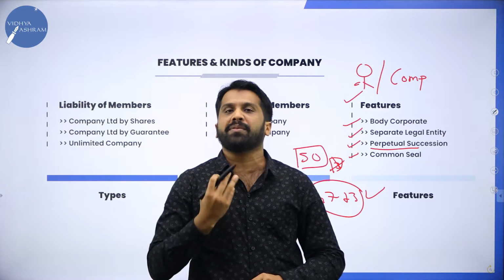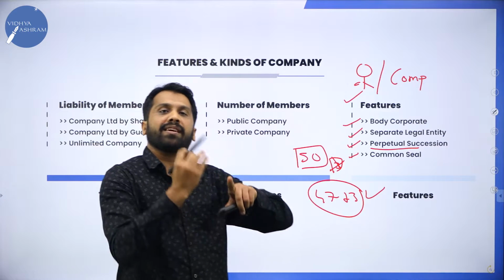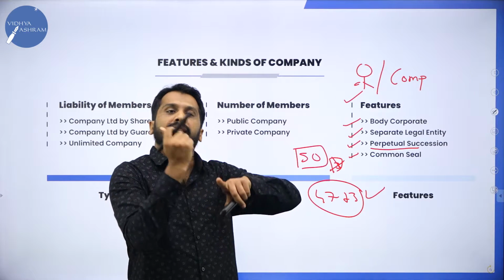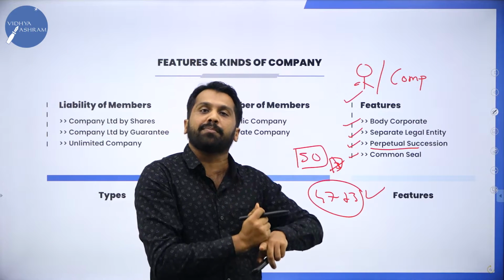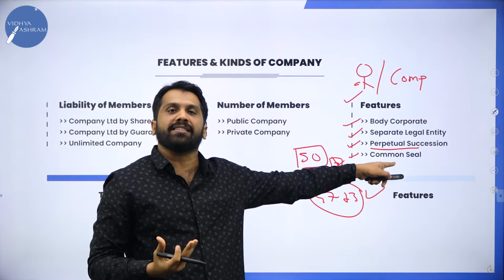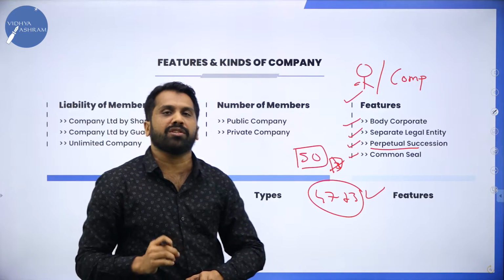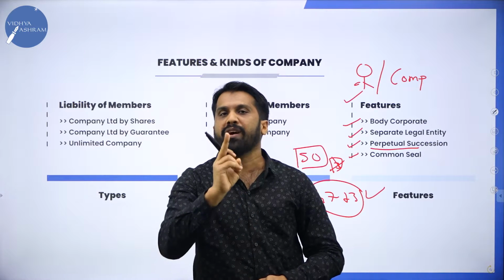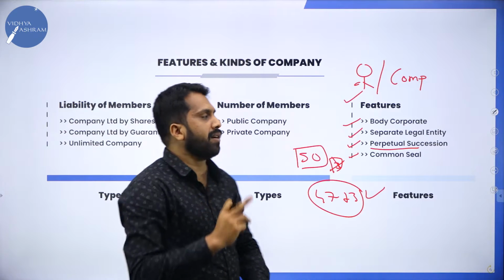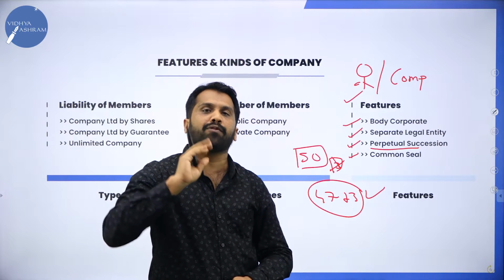Common seal. What do you mean by common seal? You have seen many documents. In the document, the company seal will be there. The name, registered number will be there. That is called as common seal. That is the identity of any company. So these are the features of company for 1 or 2 marks. For 1 mark, any 2 points. For 2 marks, you have to write 4 points.